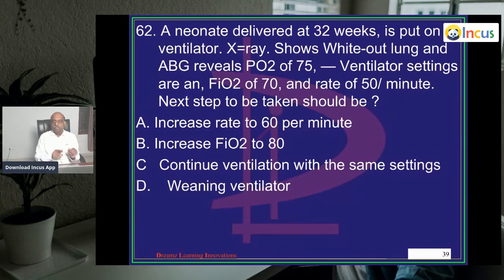A neonate with whiteout lung, hyaline membrane disease, PO2 75, FiO2 he is on 70, and the rate of the ventilator is 50 per minute. What do you want to do for this kid? The examiner is asking you, what should be the ventilator settings in hyaline membrane disease?